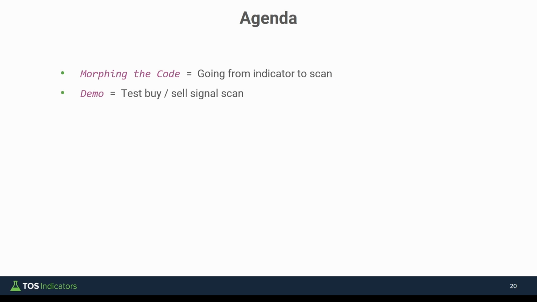Now here's how I've laid out this video. It's quite simple. We'll spend most of this video morphing the indicator code to turn it into a scan. By the end of this video, you should have a good understanding of how to take almost any indicator and turn it into a ThinkOrSwim scan. After we turn this into a scan, we'll test our final 2 scans, the bullish and the bearish scans, to make sure we're seeing the results where we would expect.